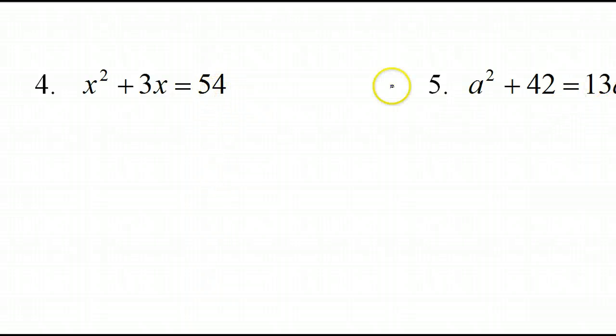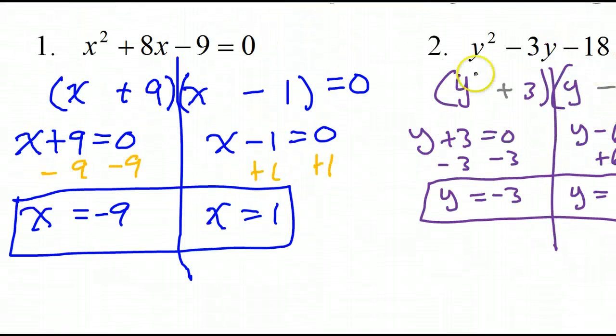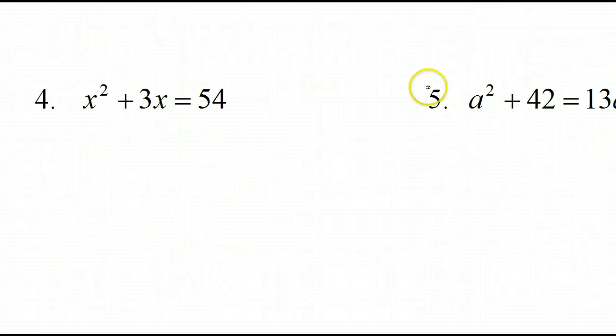Now, in order to use this, what we're doing is called the zero product property, and that's where we know that if something times something equals 0, then either the first factor is 0 or the second factor is 0, or both. That's called the zero product property. And in order to make that happen, we really need 0 over here.